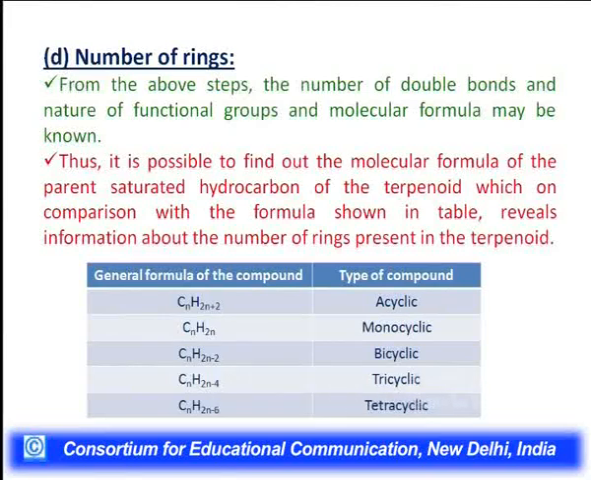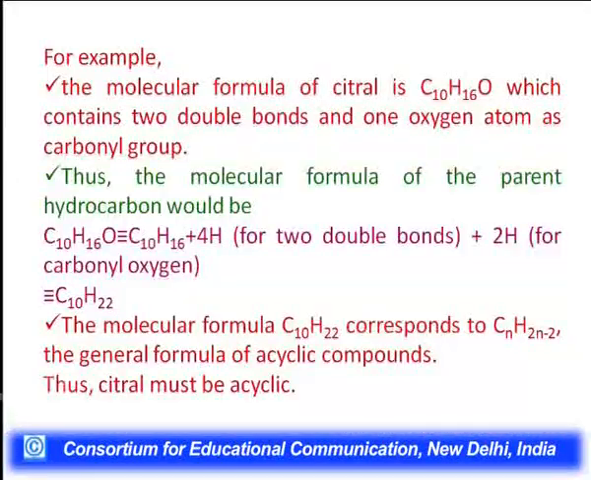If after calculating the molecular formula, the hydrocarbon formula comes CnH2n+2, then the compound would be acyclic. If it comes CnH2n, then the compound will be monocyclic. It means it will contain one ring. If it comes CnH2n-2, it will be bicyclic, if it comes CnH2n-4, it will be tricyclic, and if it comes CnH2n-6, it will be tetracyclic. For this we have taken one example.